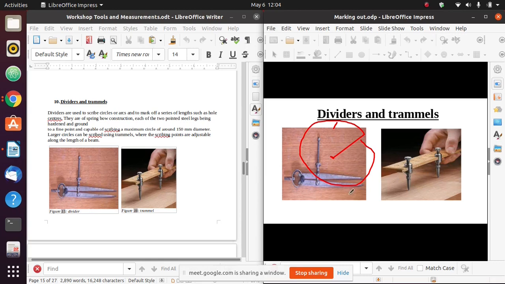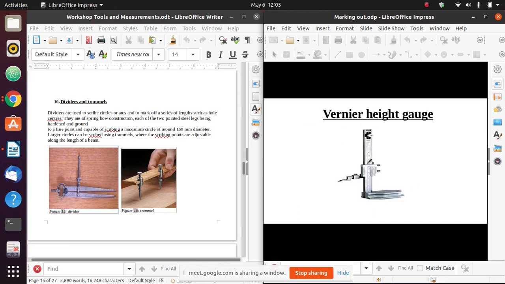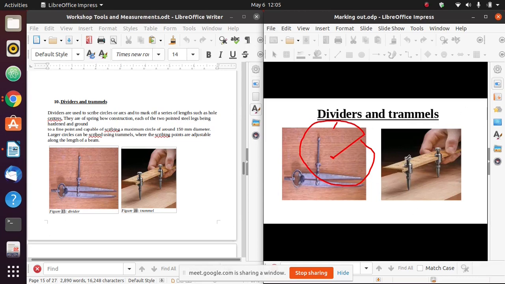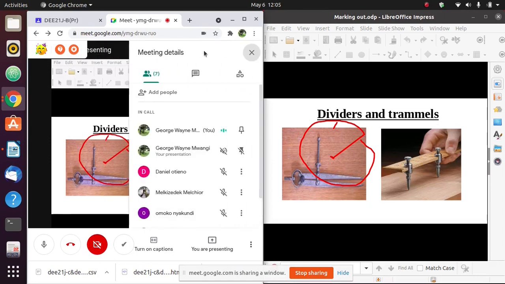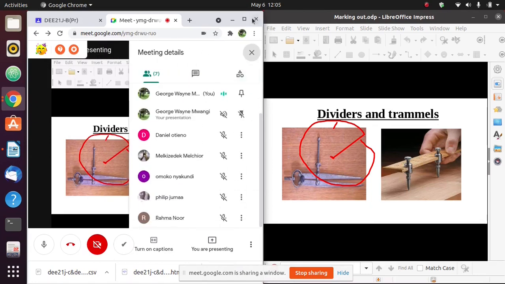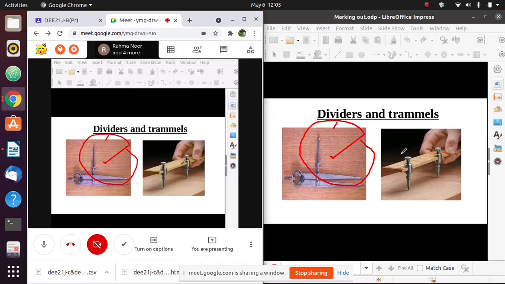So if I want to draw a circle or an arc that is 500 millimeters in diameter, I fix this one in place and then move this one until I get a radius or a diameter of 500 millimeters. Using a fixed datum, let's say this is my fixed datum, I can rotate this trammel and get a circle whose diameter is 500 millimeters. So when we are making circles that are larger in size, what we use is a trammel.